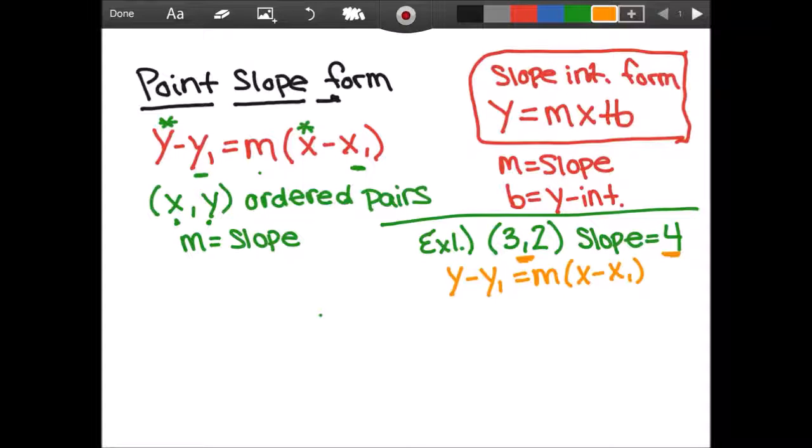So now what I'm going to do is I'm going to go ahead and fill in. All right, remember this plain y is just going to stay plain y. I'm going to drop down my minus. y1, remember this is your x, this is your y. y1 is 2. My slope is over here, it's 4. X is going to stay the same, drop down your minus, and your x in your ordered pair is 3. There you go. All I did was I dropped down these letters right here.